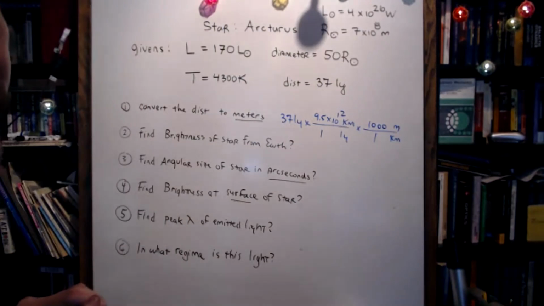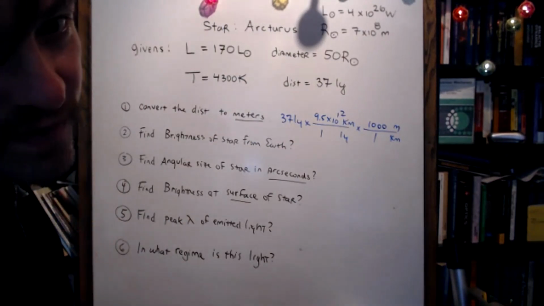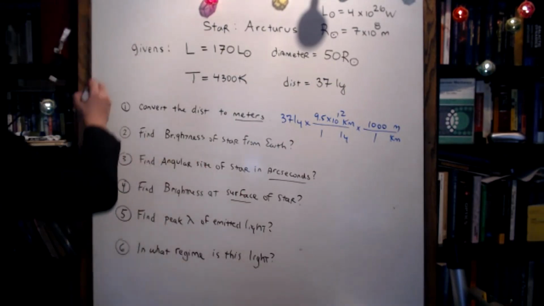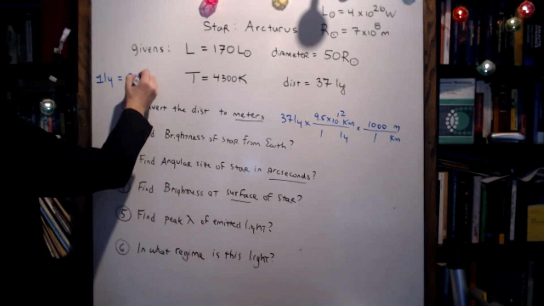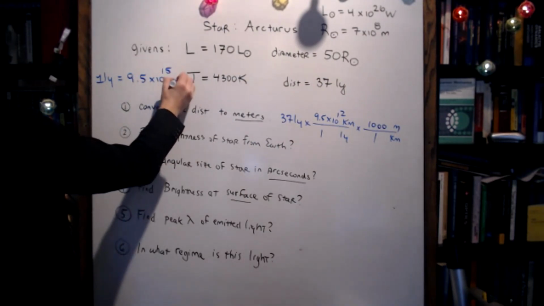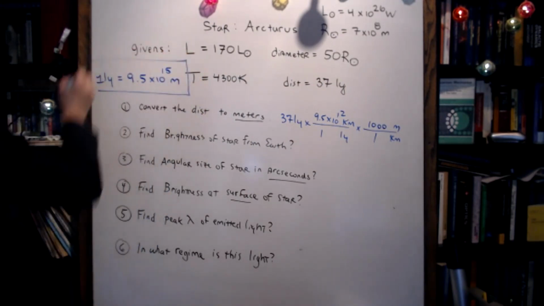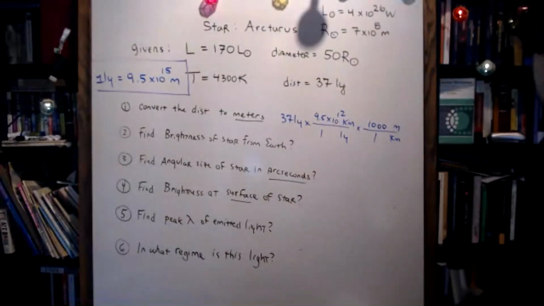In fact, why don't you guys write this down so you can use it during the test? Here's a bonus conversion factor that you can write down on your sheet. 1 light year is equal to 9.5 times 10 to the 15 meters. Write that bonus conversion factor down and it'll save you little bits of time in the test.